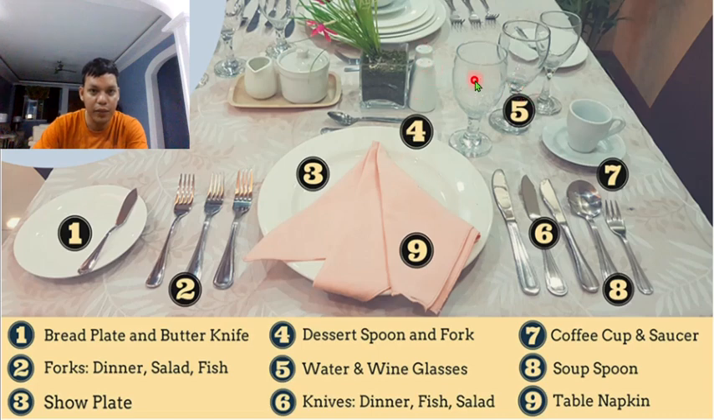They have a water goblet, red wine glass, white wine glass, a coffee cup, underliner or saucer, appetizer fork, soup spoon, salad knife, fish knife, dinner knife, table napkin or serviette. This is a show plate. This is a dessert spoon. This is dessert fork. This is a dinner fork. This is fish fork. This is a salad fork. This is a butter knife.